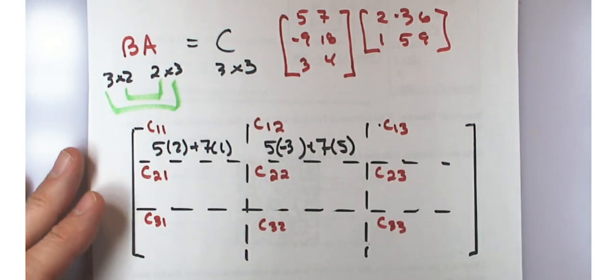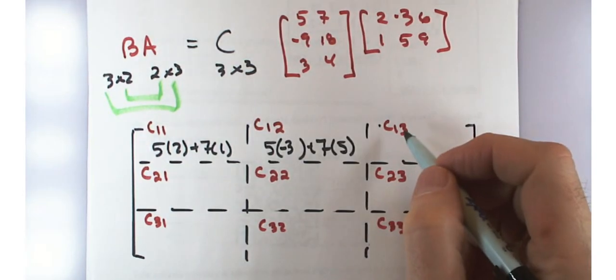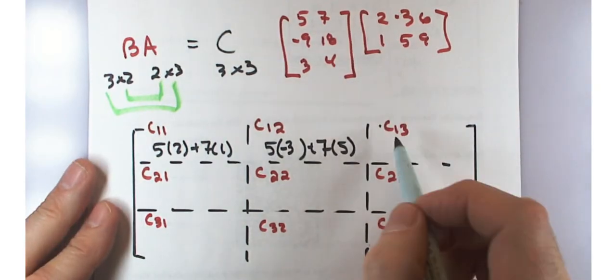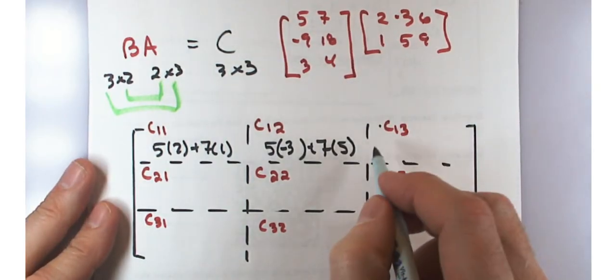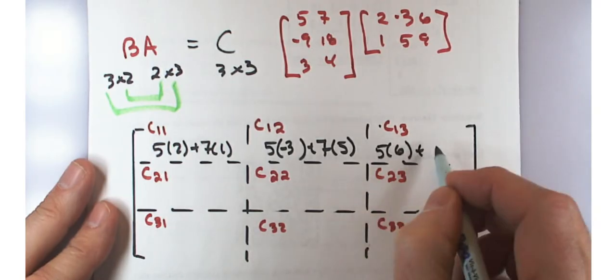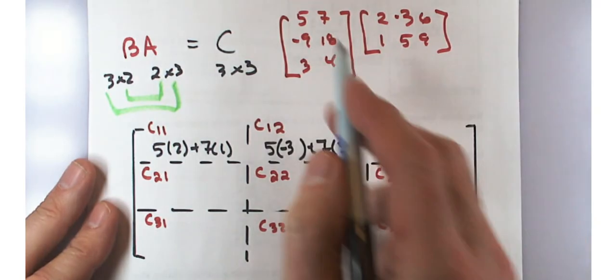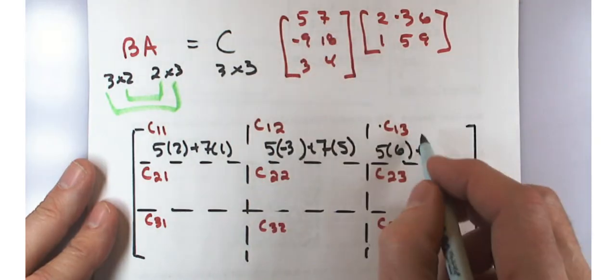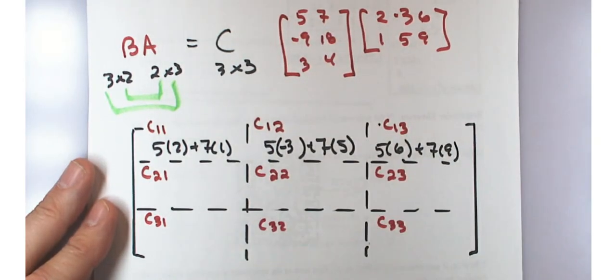Let's keep going. How about the next one? What should I multiply here? 5 times 6 plus 5 times 9. 5 times 6 plus how many times 9? 5 times 9. Or 7 times 9. Plus 7 times 9. Beautiful.